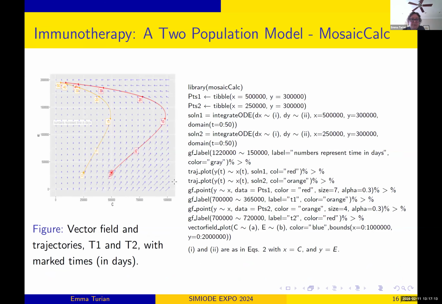Also what we do is compare the different trajectories. And again, I included the code in here for the two trajectories. So what's good about mosaicCalc is that it provides the time. So the labels for the two trajectories, T1 and T2, again, they represent time at which those points are. So the mark times are a bonus. And I hope you find the code useful.